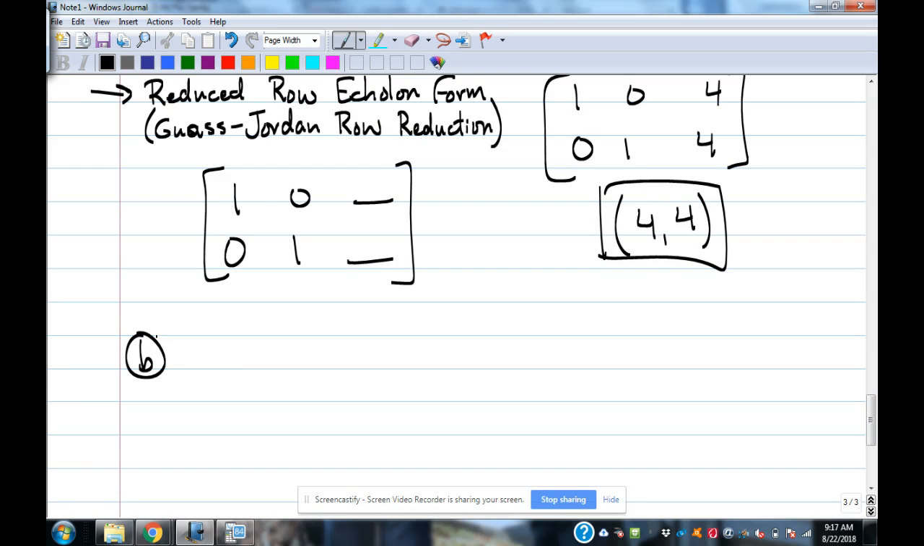Now, could you solve it by substitution or elimination? Yes. Will you get the same answer? Yes. Okay? So if you don't have a graphing calculator and you don't plan on getting one, that's fine. You're just going to have to do this the long way. Okay? All right. Let's look at another one.